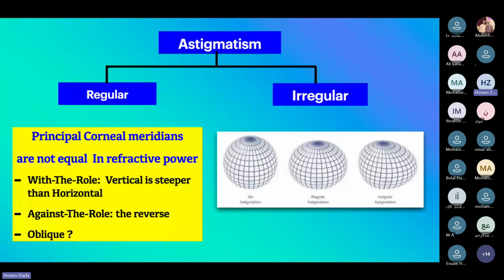So I need to correct it. By laser, it's not suitable. By lens, it's not suitable. Glasses are limited because the glasses will correct the total power, not this focal change.